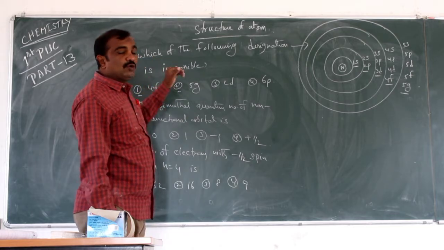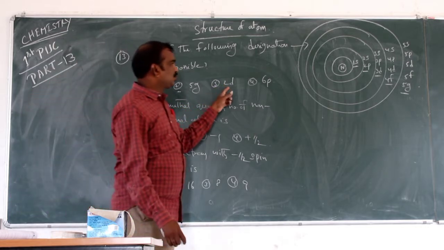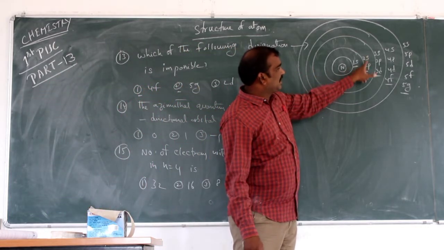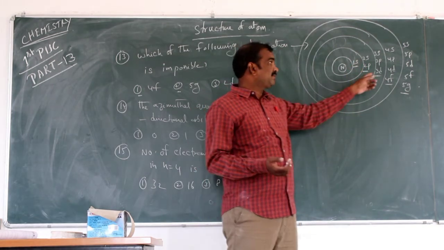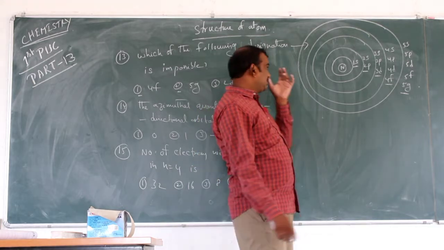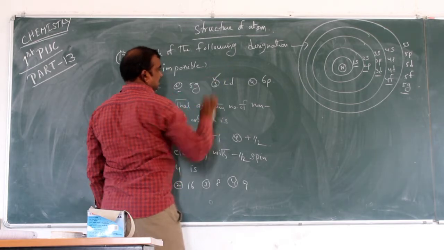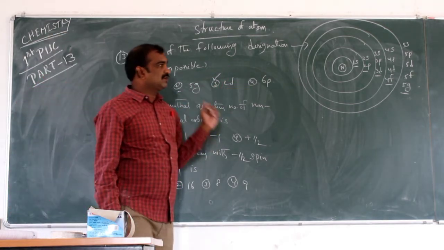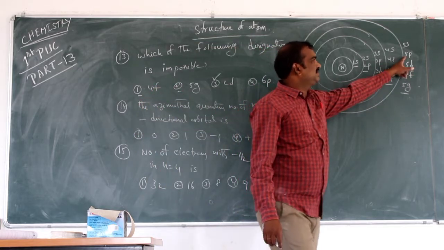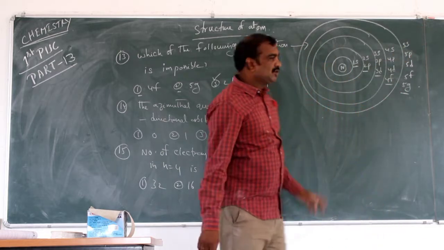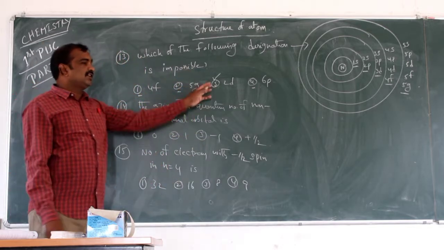So here we want to know which one is not correct. Next, 2D. In the second orbit, is any D there? No. D is not possible in the second orbit because D starts from the third orbit. So 2D is not possible. Next, the fourth option, 6P. 5P is there, and next 6P will come, so 6P is also correct. So 1, 2, 4 are correct, and the third one is not correct.